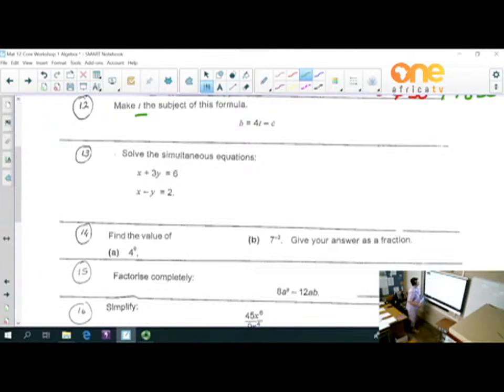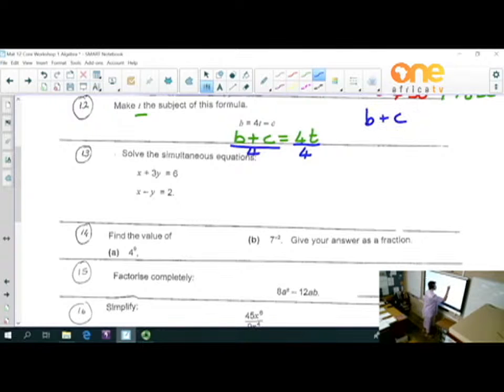Number 12 is again changing the formula to make t the subject. This is what we want to do. We want to make t the subject. It works like numbers. So I'm going to say that this is b plus c, which is equal to 4t. Can you see? I take it over. I change the sign. Now to find t alone, to make t the subject, I divide with the coefficient. So b plus c over 4 is equal to t.